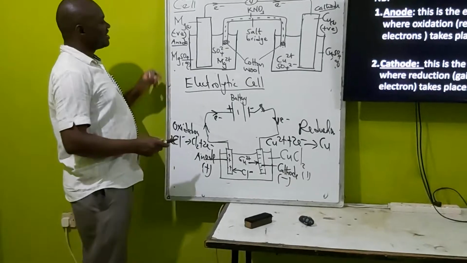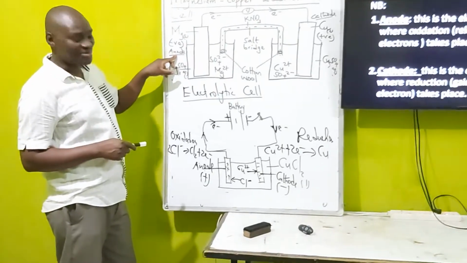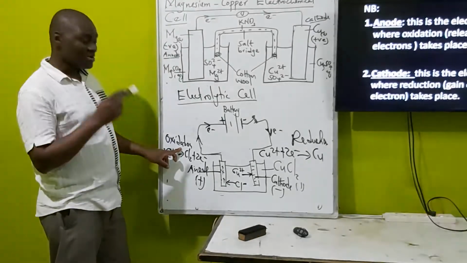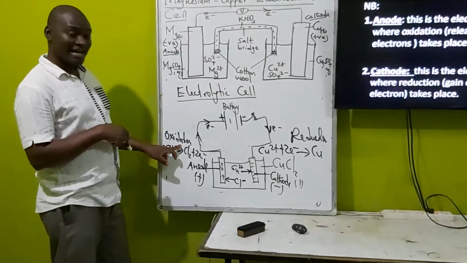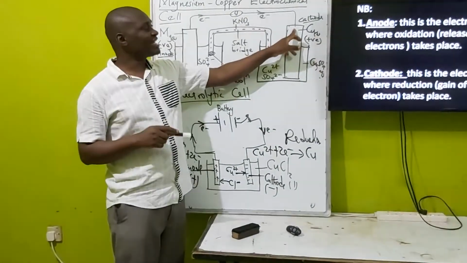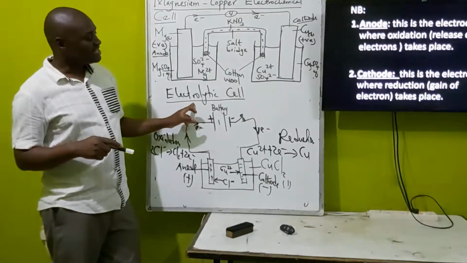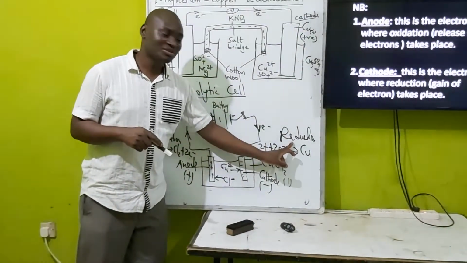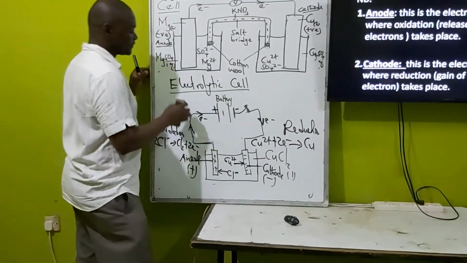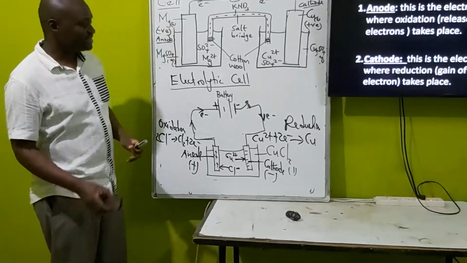So, for the electrochemical cell, oxidation occurs at the anode. The same for the electrolytic cell, that is a similarity. Oxidation also occurs at the anode. In both cells, the reduction process occurs at the cathode. Those are similarities. So, this one is an electrolytic cell, this one is an electrochemical cell.